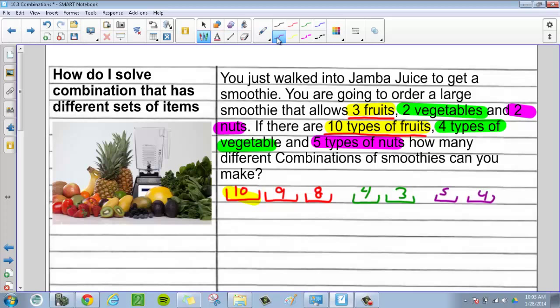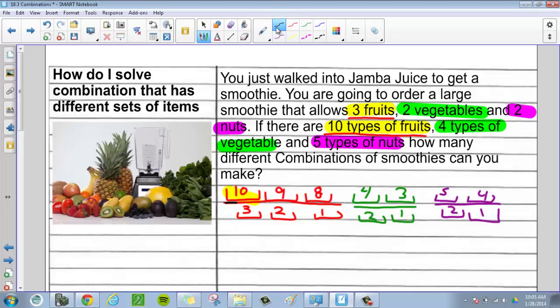Okay? Now for each of these sets, remember, it's a combination. It didn't matter the order I put in the fruit, or the vegetables, or the nuts, right? So I need to get rid of any duplicates. For my fruit, since there are 3 different fruits I could put in there, to get rid of the duplicates I have to divide by 3 times 2 times 1. When I go over to my vegetables, I have to divide by 2 times 1. And the same for my nuts, 2 times 1. Okay? So this is the whole setup right here.